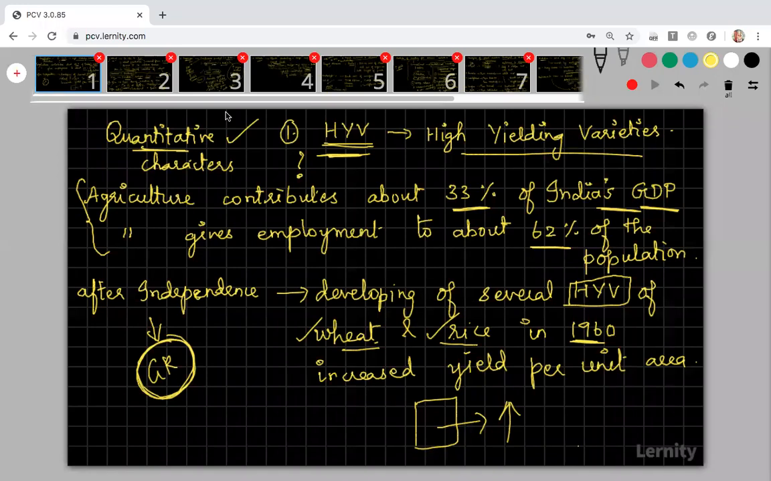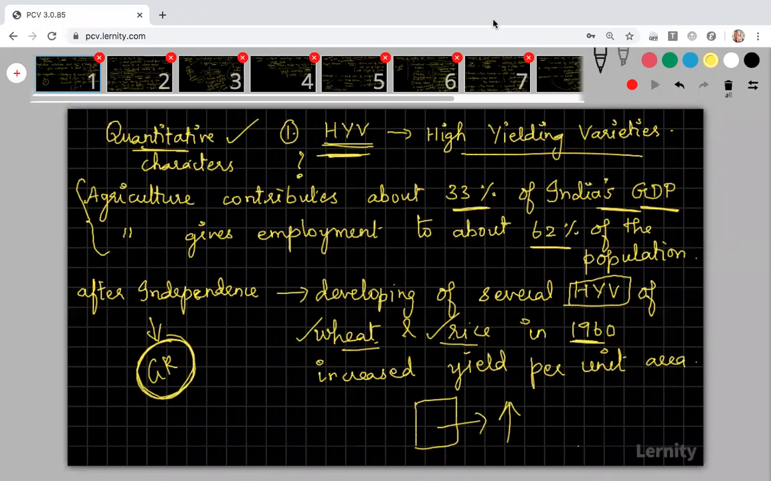Students, those who didn't take the notes in the previous class, please take a fast snapshot and have it with you. Later you can sit and copy these things in your class notebook. Okay. So the first one, high yielding variety, I told you.